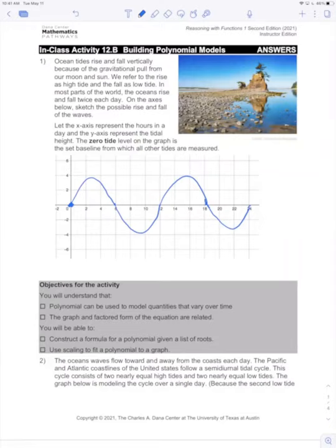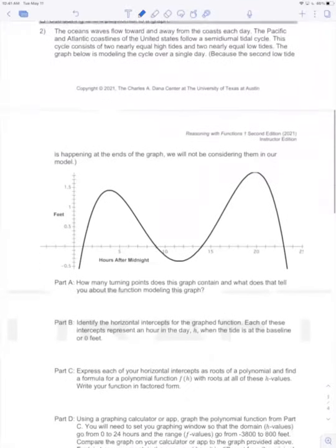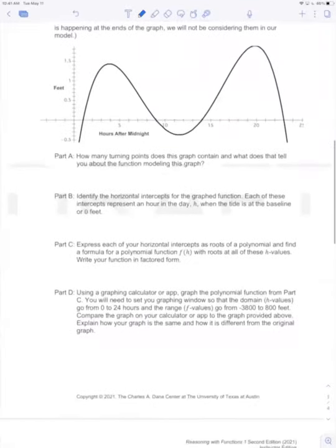2, the ocean's waves flow toward and away from the coast each day. The Pacific and Atlantic coastlines of the United States follow a semi-diurnal tidal cycle. This cycle consists of 2 nearly equal high tides and 2 nearly equal low tides. The graph below is modeling the cycle over a single day. Because the second low tide is happening at the ends of the graph, we will not be considering them in our model.